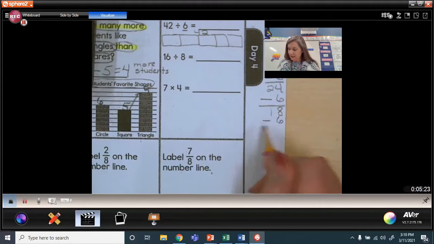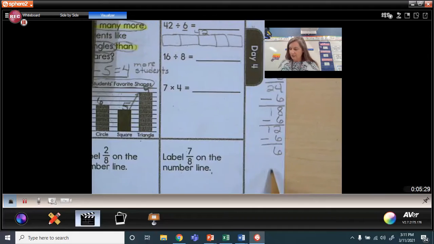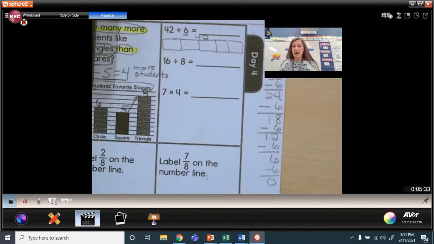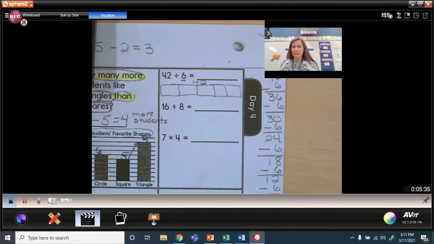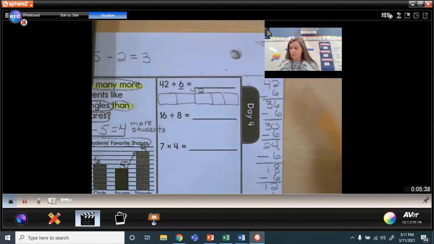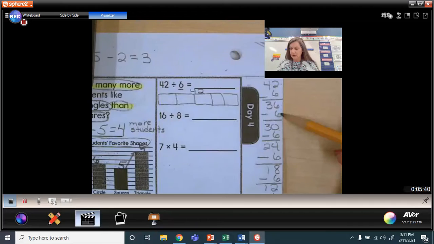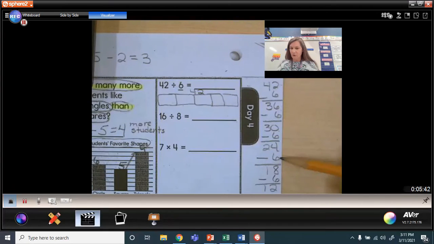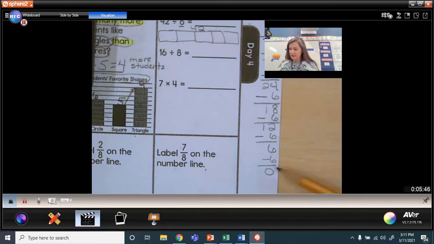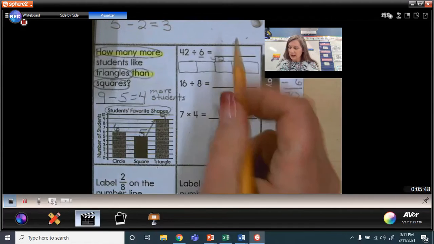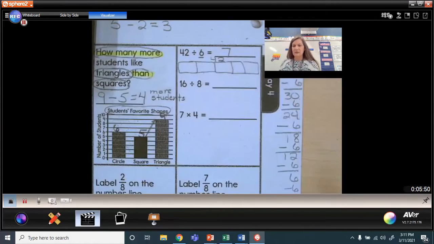Subtract 6 again. Now I'm at 12. Subtract 6. Now I'm at 6. And finally, subtract 6, and now I'm at 0. So, how many groups of 6 was I able to subtract from 42? 1, 2, 3, 4, 5, 6, 7. So that tells me I have 7 groups of 6.